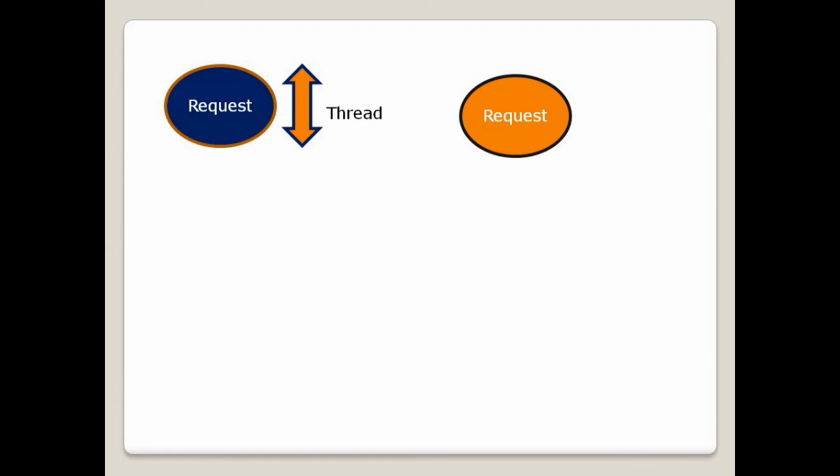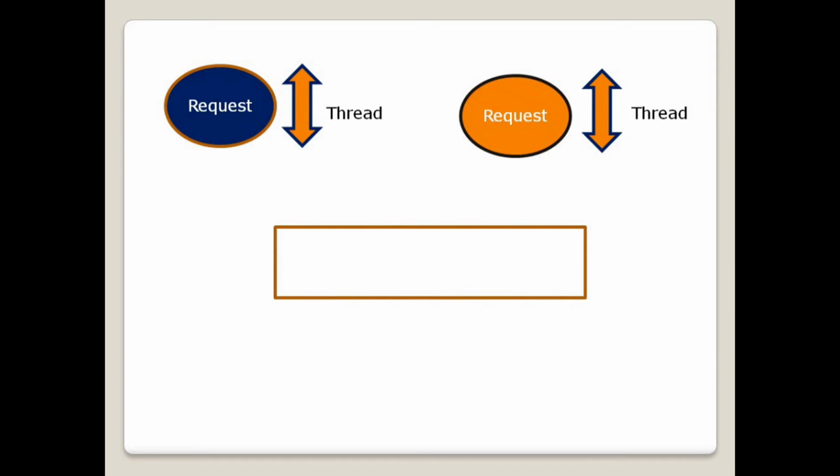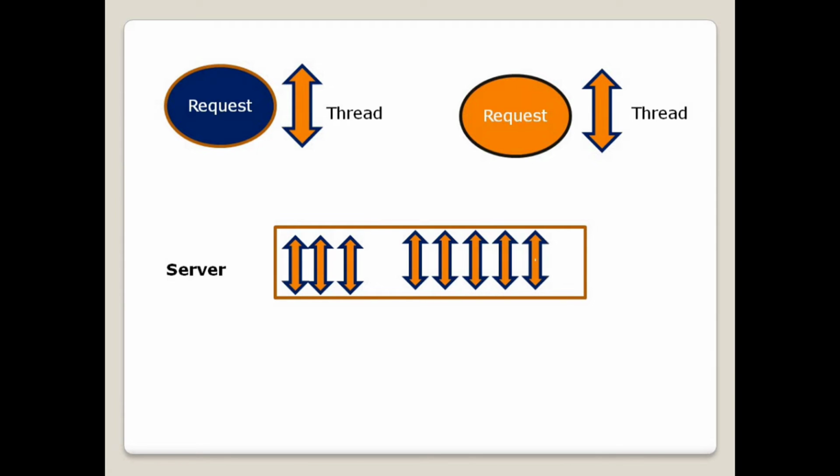Then the server will create another thread. Like this, if multiple requests come, it will keep creating a new thread for each request. Let's say you have a server. If the threads keep increasing, there will be a point of time when there will be no thread available. All threads will be busy in your server.